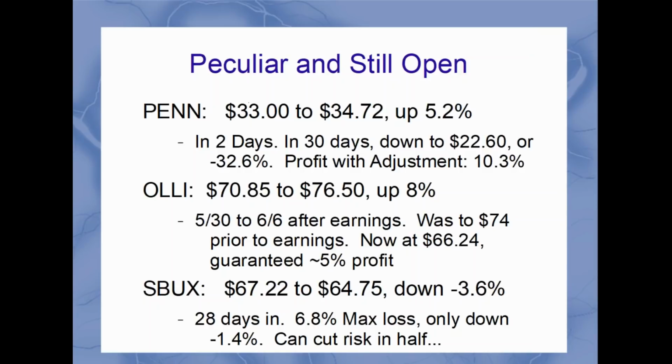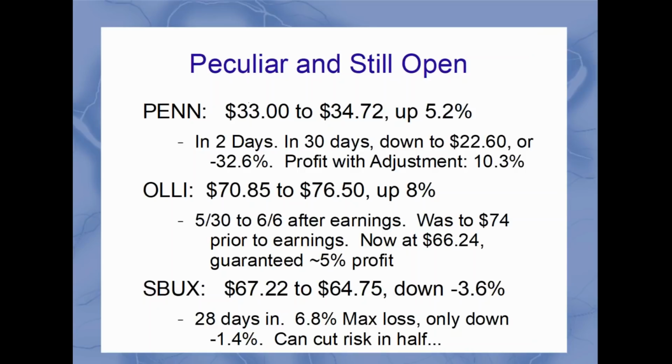Ollie's did go up 8% on 5/30 to 66. That was after the earnings, but it was up to $74 before the earnings, still up about 6% in the first 20 days. That stock's now at 66.24. It's down 4 points below where I purchased it in May, but I have a guaranteed almost 5% profit on the position because of the income methods.